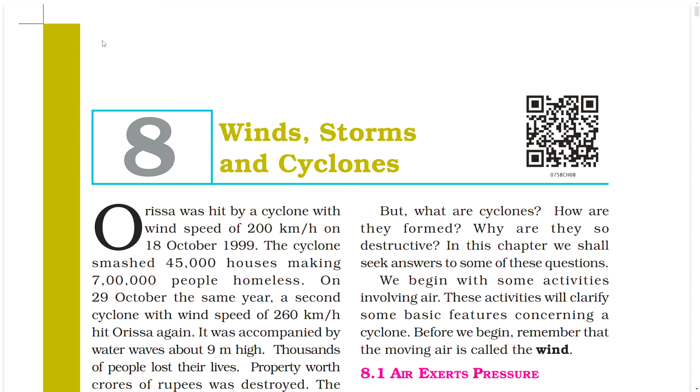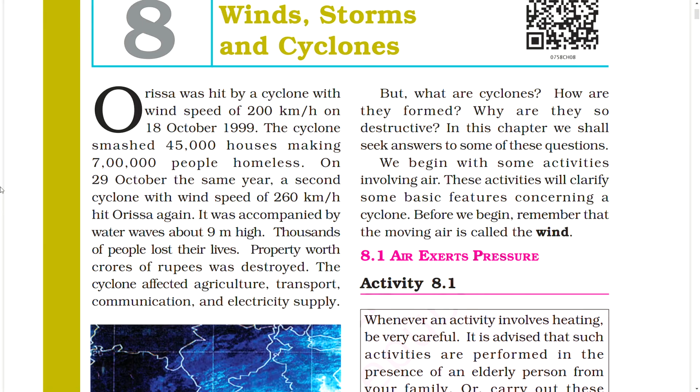On 29 October, the same year, a second cyclone with wind speed of 260 km per hour hit Odisha again. It was accompanied by water waves about 9 meters high. Thousands of people lost their lives, property worth crores of rupees was destroyed. The cyclone affected agriculture, transport, communication, and electricity supply.